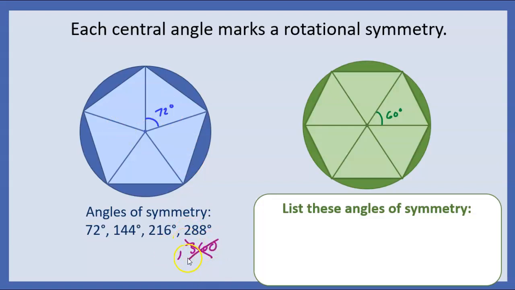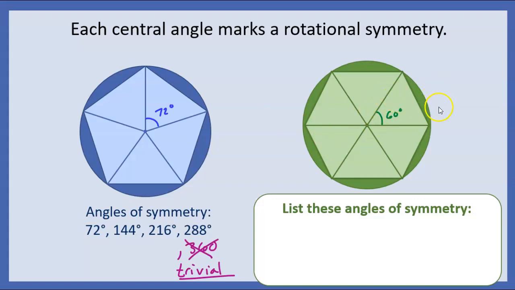Now, do you remember why we don't include 360? We said that 360 was a trivial angle of rotation because everything rotates onto itself at 360 degrees. So we don't list 360 generally. These are only the non-trivial rotational angles. So what would the non-trivial rotational angles of symmetry be for a regular hexagon? Can you figure that out?